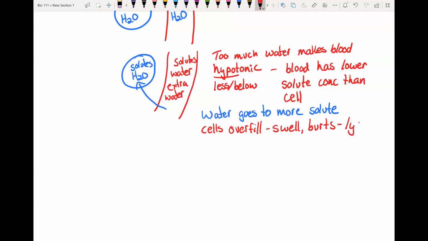And this is called lysis when this happens, that your cells will swell and burst because they have too much water. And like I said, it can cause seizures and it can cause death if your cells are swelling and bursting from too much water.